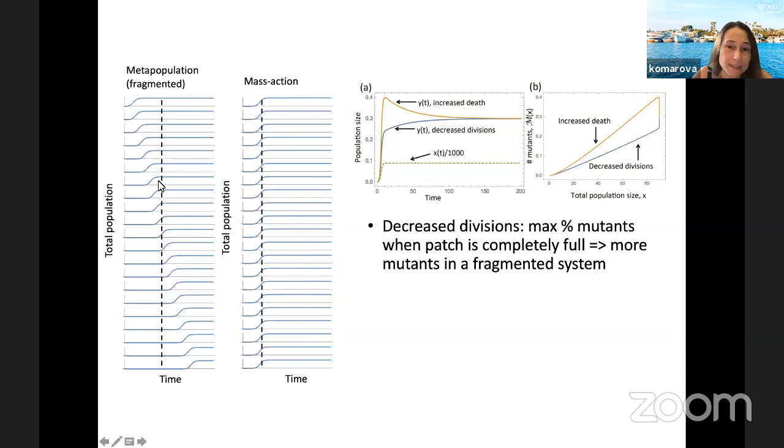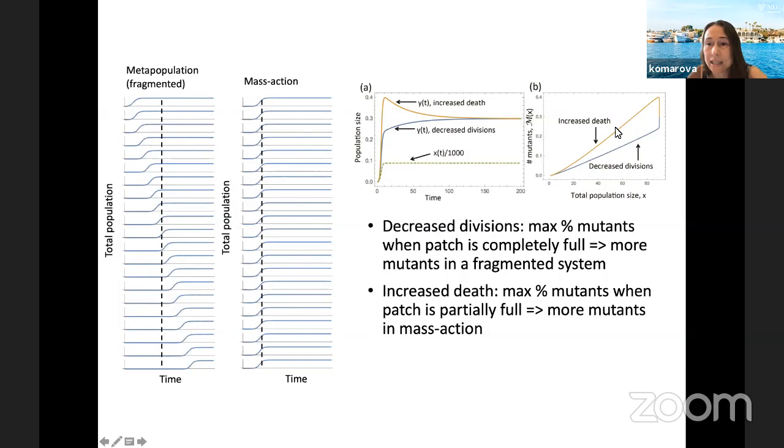On the other hand, if mutants are characterized by increased death, the yellow line here, the maximum percentage is when the system was only partially full. So we are better off here in the mass action system. So we have more mutants in a well-mixed system.